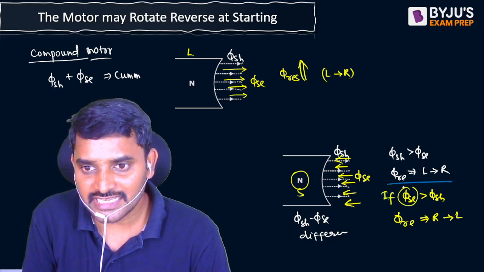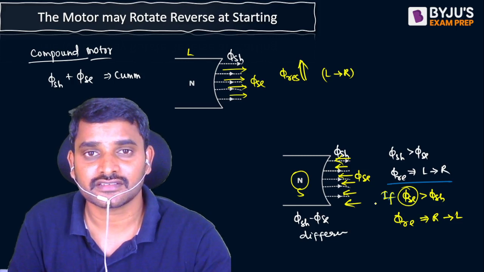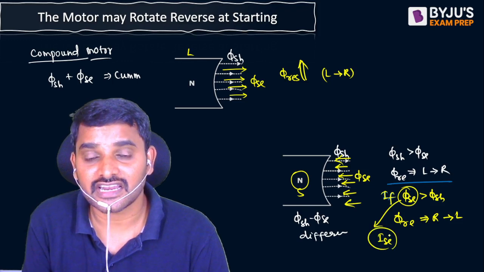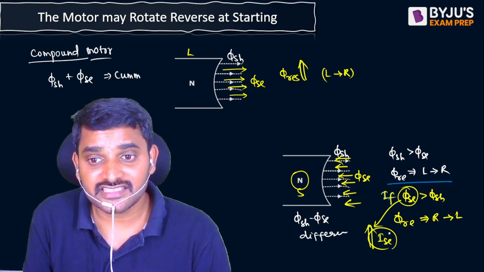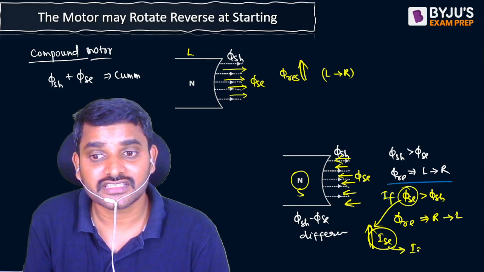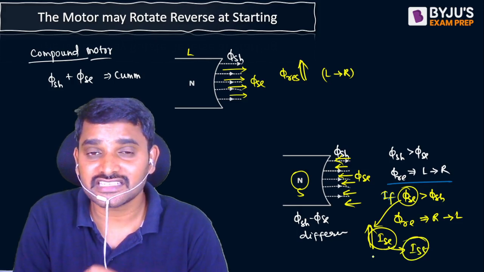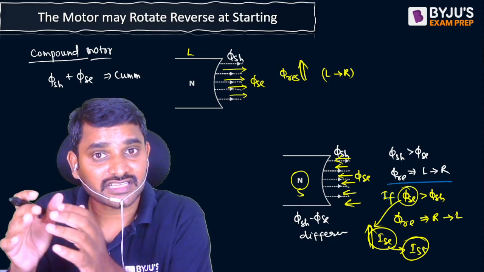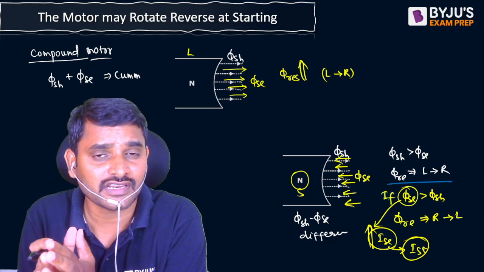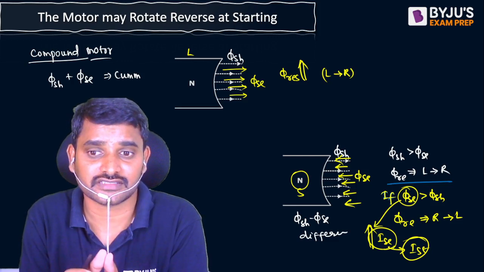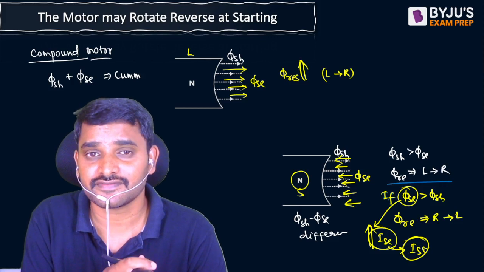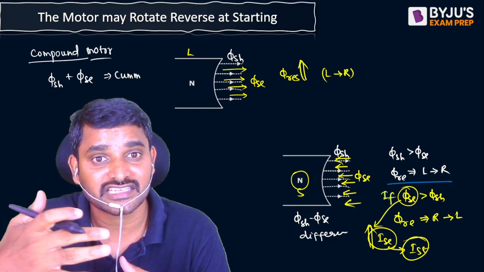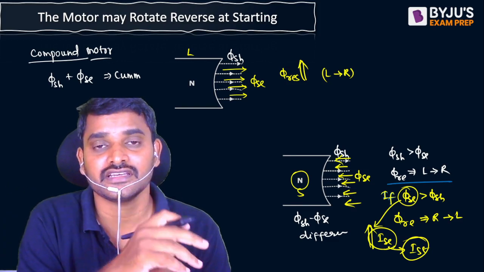Now if you are expecting the domination of series field flux lines, it is going to happen only when the series field current is very huge. And the series field current is very huge only at the time of starting, because at the time of starting, the motor will draw a large current. So if such a large value of current enters into the motor at the time of starting, then the series field flux may dominate the shunt field flux, and it may result in establishment of flux lines in the reverse direction, and therefore the force will get reversed.